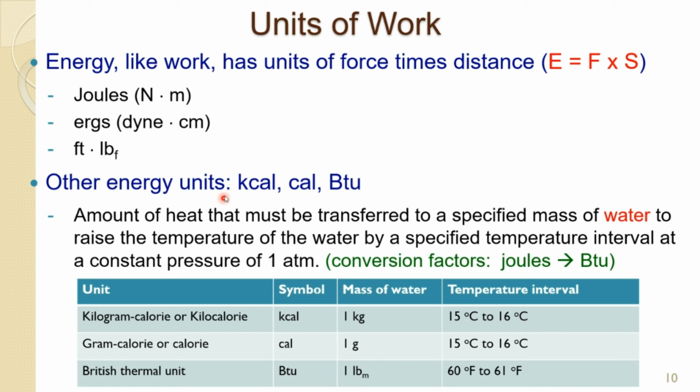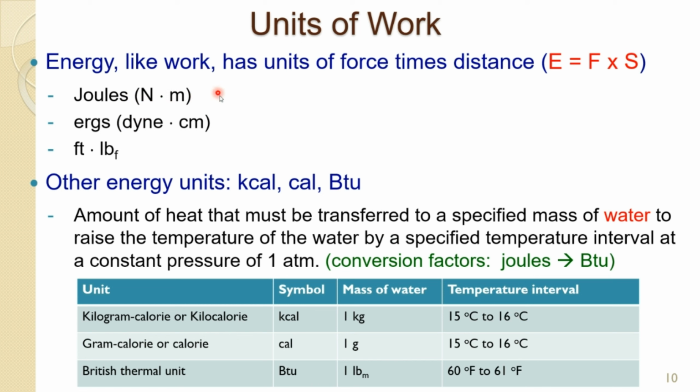And this is called a kilocalorie. However, if you increase 1 degree from 15 Celsius to 16 Celsius for only 1 gram, this is called a calorie. If you increase the temperature by 1 Fahrenheit using 1 pound mass, this is called a BTU. Actually, you don't need to remember exactly the definition, but you should know that there are different types of units of work.